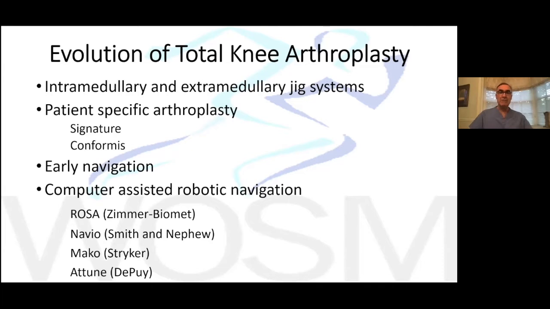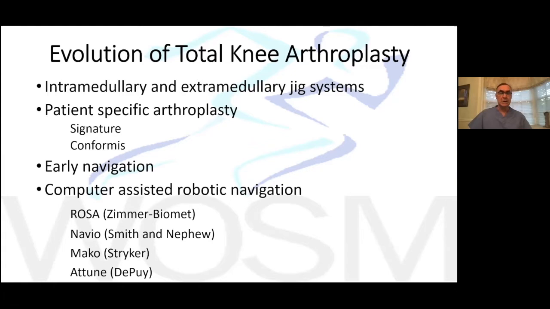Nevertheless, in an effort to try and continue to move things in the right direction, several processes have occurred over the last 2 decades. The first of which really was a combination of both early navigation and patient-specific arthroplasty. The 2 examples that I use are Signature and Conformis. Some of you may have come into contact with these products in the past, or may know something about them from your own literature searches.